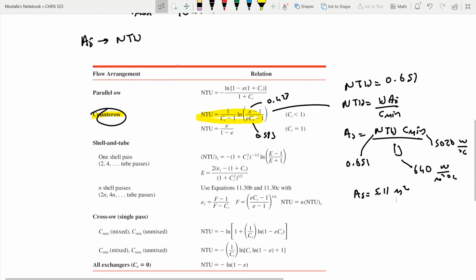After we have AS, L is equal to surface area divided by pi d, which is 108 meter. So we get exactly the same answer. This means I can use inverse correlations for any geometry as long as we have this table available to use. We can use the inverse correlation to calculate area as well, using the inverse effectiveness method.